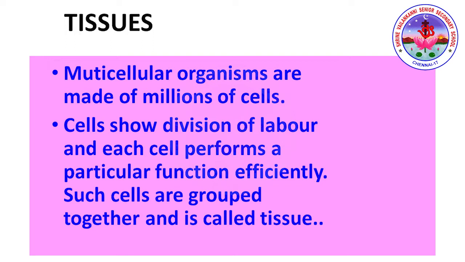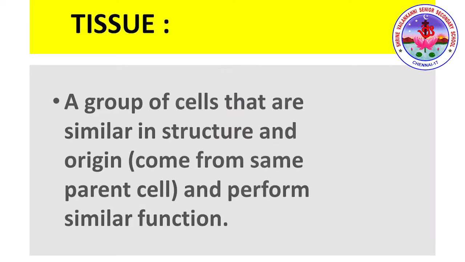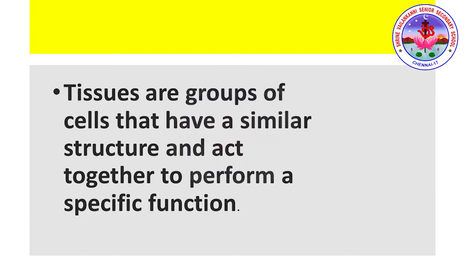So what is tissue? A group of cells or cluster of cells forms tissue. In other terms, tissue is a group of cells that are similar in structure and origin. So what is origin? It comes from the same parent cell and performs a similar function. Tissues are a group of cells that have a similar structure and act together to perform a specific function.